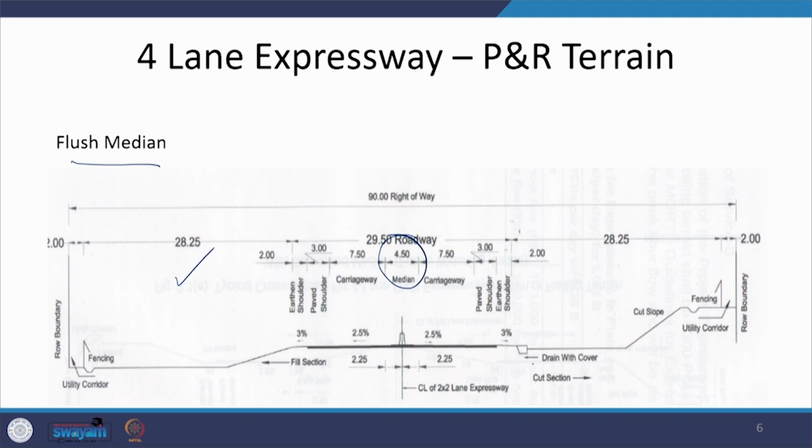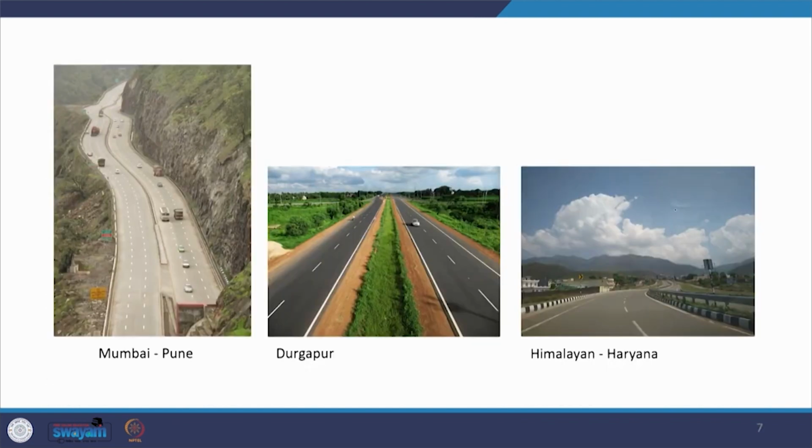You have the median, you have the carriageway, you have the shoulders which may be paved and unpaved, you have the open area on the two sides which is extra land, you have drains, you have fencings. So, all these things will be there, and apart from that, the utility corridors also have to be there at the side as 2 meter wide corridors. Here 3 photographs have been shown.